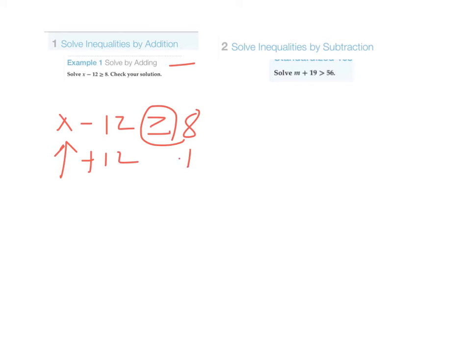So we add to both sides of our equal sign, and we get x, that's 0. The inequality stays the same as if it's equal, and then we add, which is 20. So our answer then is x greater than or equal to 20.